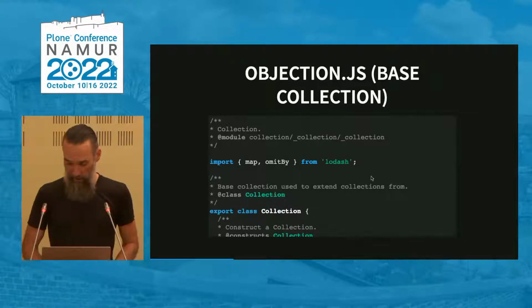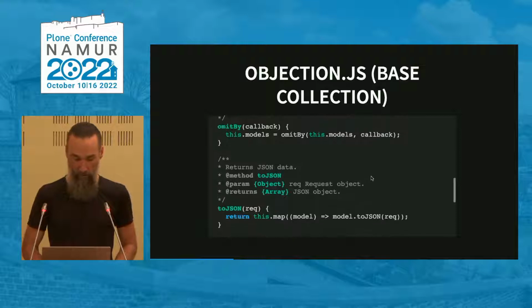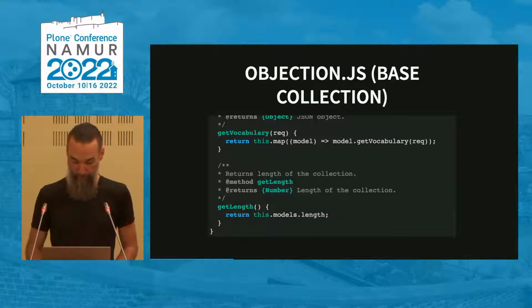As I said, this is the base collection. Nothing much there, it's just some helper methods to convert to JSON or to map over your objects and stuff like that.